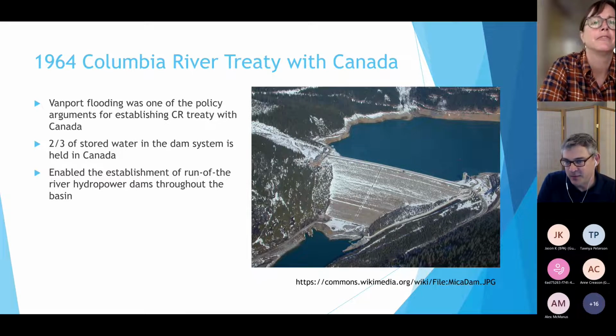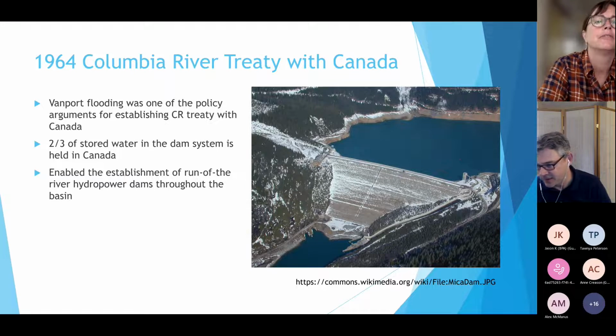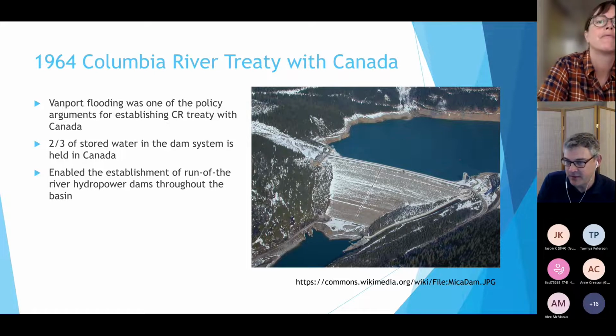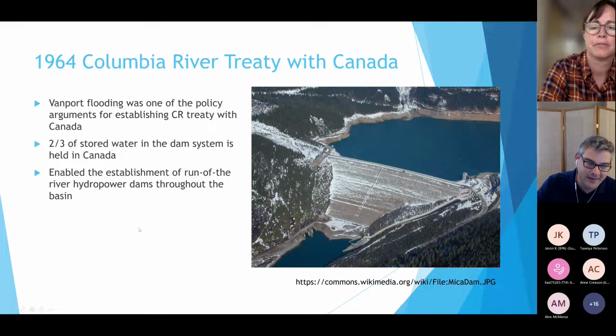I just like showing this picture of Mica Dam because I used to go there as a teenager. There's good fishing back behind Mica Dam and Kinbasket Lake. So it's a long time ago, but I thought I'd bring it up.